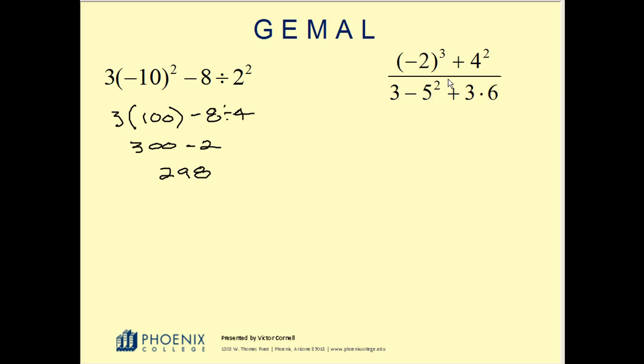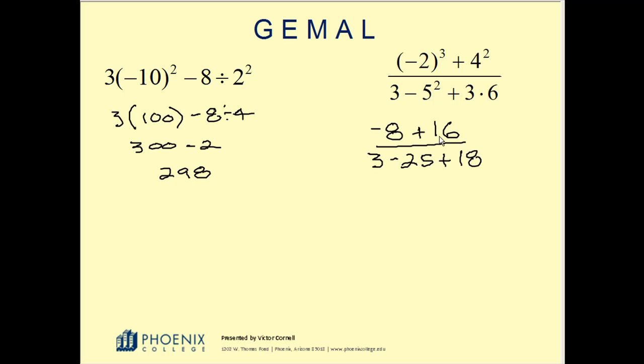On this problem, the division bar, the fraction bar, is your grouping symbol. So you do all the work in the numerator and all the work in the denominator before you do any division. Negative 2 cubed is negative 2 times negative 2 times negative 2, which is negative 8. 4 squared is 16. In the denominator, we have 5 squared. The negative is not inside the parentheses, so you're not squaring the minus sign. It's just 3 minus 5 squared, which would be 25. And then here you have 3 times 6, which would be 18.